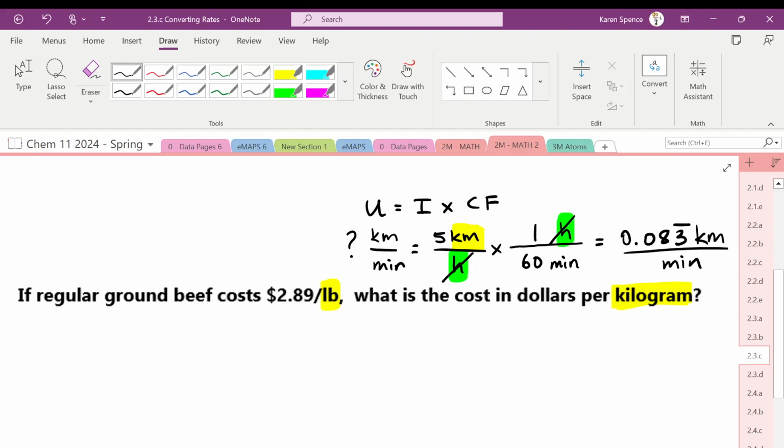Thank you so much. What is our initial quantity in this question? Or actually, what's our unknown quantity? What's our unknown quantity here? It is the cost in dollars per kilogram. So we need to find dollars per, do you guys know that per means divided by? Okay, per kilogram.